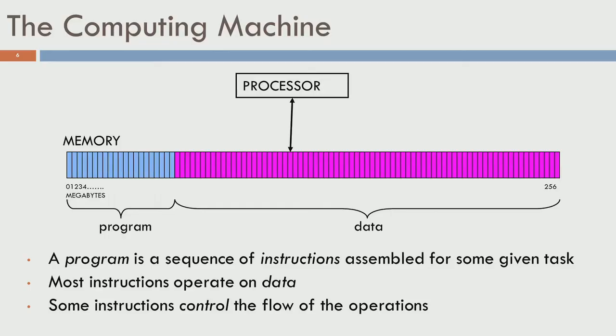And the processor is the heart or the brain of the computing system. Typically, memory is divided into 2 portions. There is some portion dedicated for programs and some portion dedicated for data. A program is essentially a sequence of instructions assembled to do some task. It could be a game, it could be a piece of software that you write for this course, it could be a search engine, it could be a browser, it could be anything. And most of these instructions actually operate on data, and the data is something that you store in the memory as well. There are instructions which could also control the flow of operations.